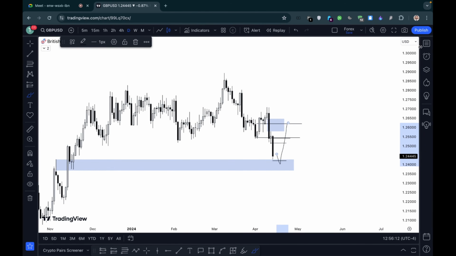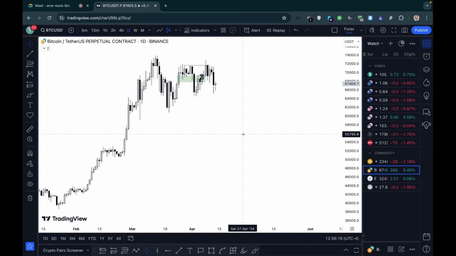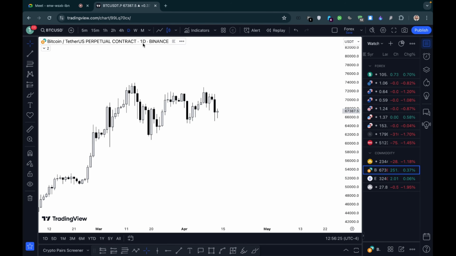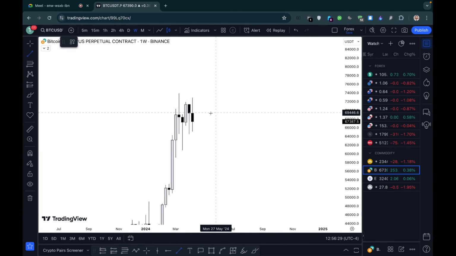Let's go to the next pair, which is Bitcoin. Bitcoin is still consolidating. It hasn't moved a lot. But in weekly time frame, I am waiting for price to close below this candle low, to form an order block, and then we can target this fair value gap.